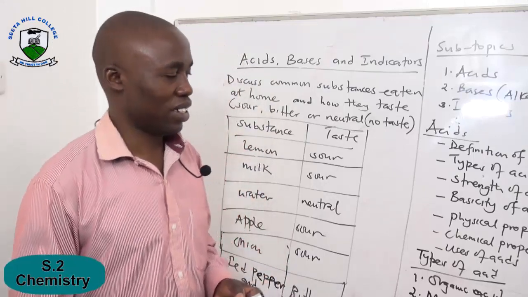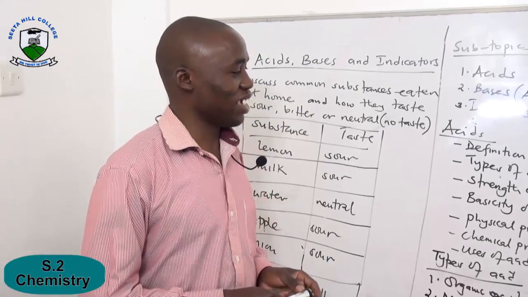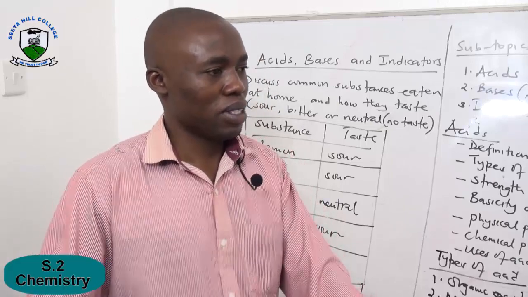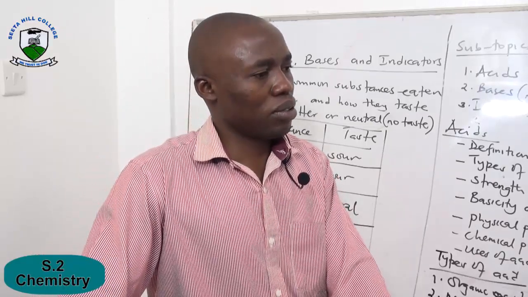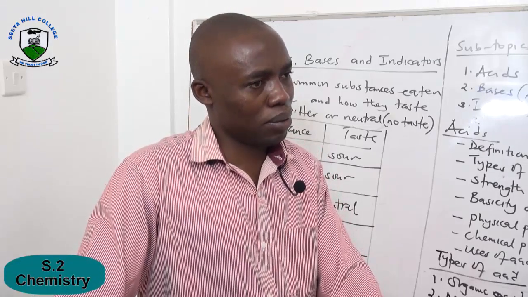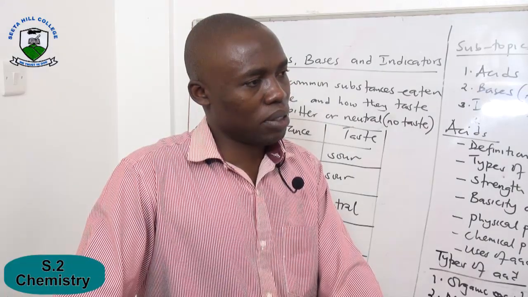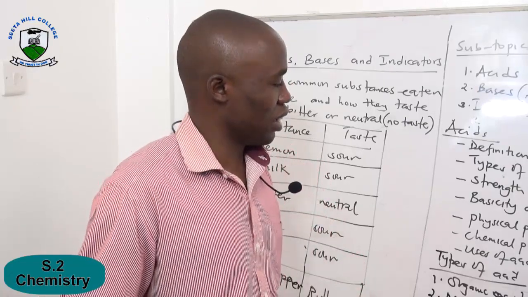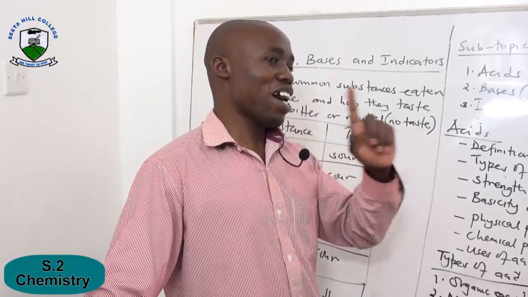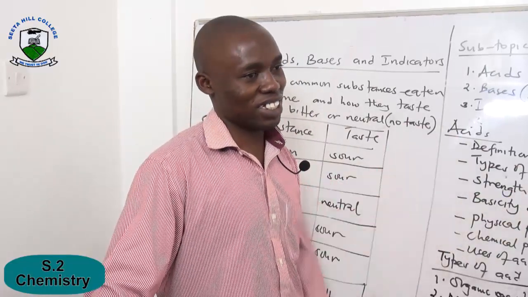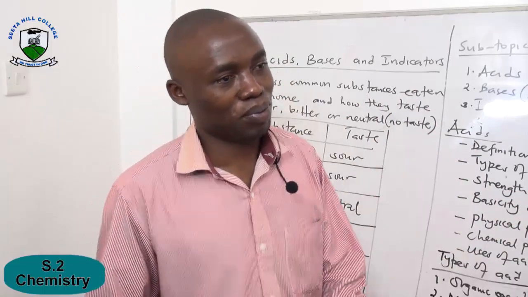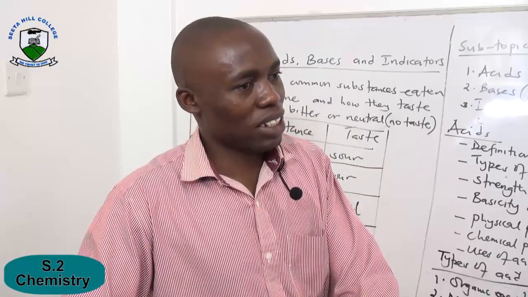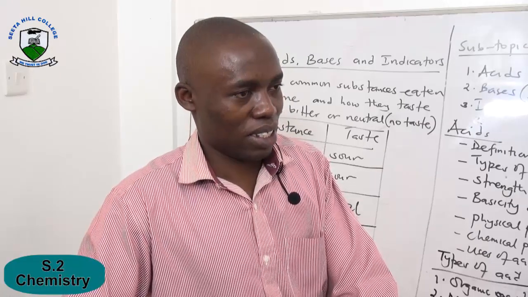Strength of acids. That's now where. Now me, I'll ask you. Does a tomato taste the same as a lemon? See? Does an apple taste the same as a lemon, yet both contain acids? See, they don't. One is more sour. One is less. That means there are some acids which are stronger than others. Clear?